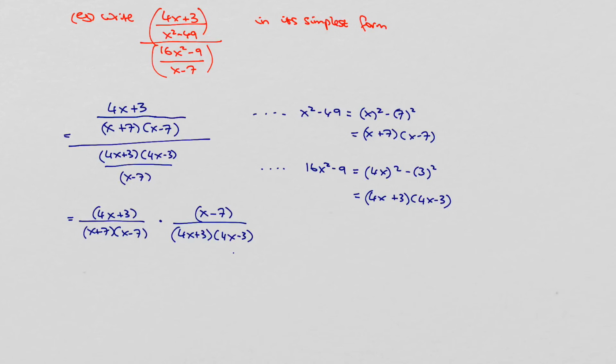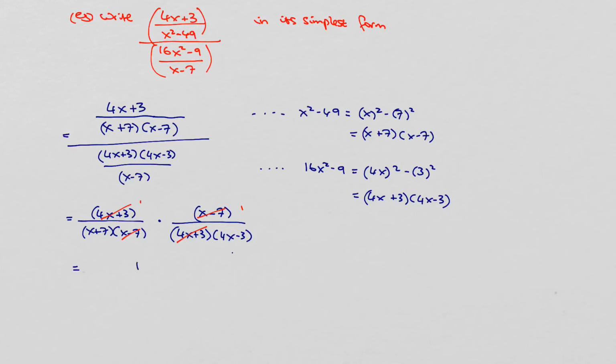So now I could multiply out the top line and multiply out the bottom line. But what you should spot is, if I look at the numerators and the denominators, I can divide the top and the bottom by x − 7. So that goes in once. And I can divide 4x + 3 into 4x + 3. That also goes once. So that leaves me with 1 times 1 on the top line, which is just 1. And on the bottom line, I'm left with (x + 7)(4x − 3). So that is my fraction in its simplest form.